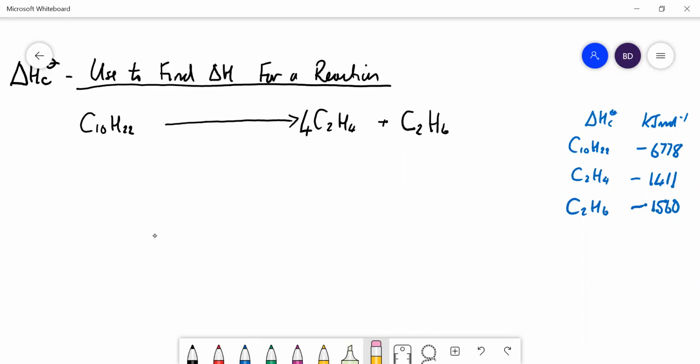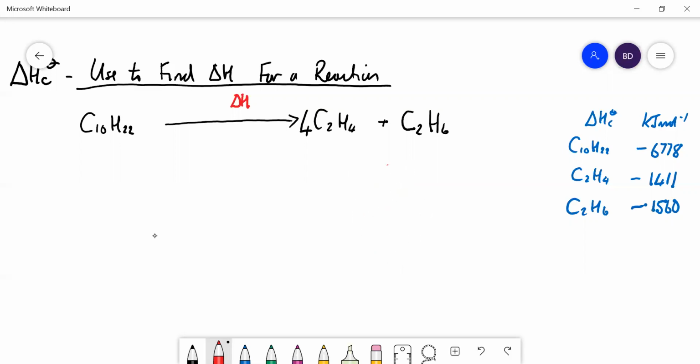Okay, so what we want to do is find out delta H for this reaction. We can't measure that directly, as we said before. You can't get a copper can with a thermometer in it and get C10H22 and expect it to break down by itself. You'd have to heat it up loads, and then you wouldn't know whether the heat going into the copper can is coming from what you provided or is coming from the reaction? So you can't do it directly. I'm sure you can appreciate that.